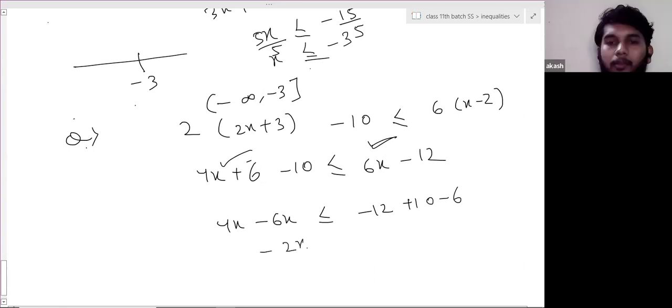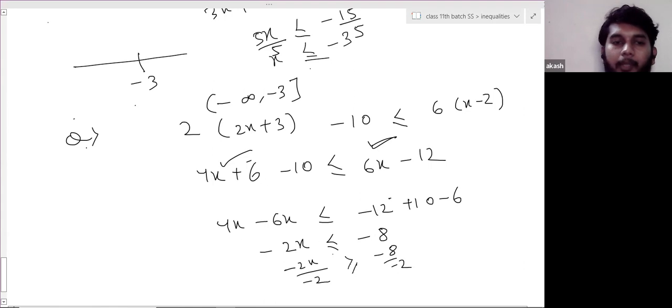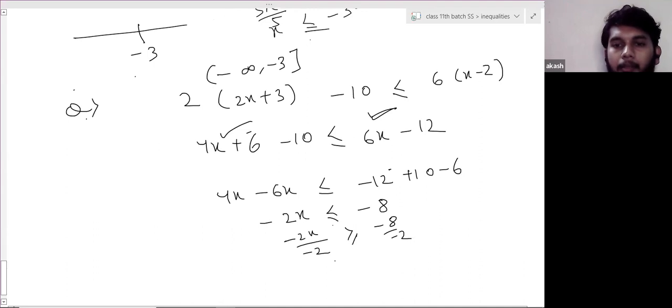So this is minus 2x less than equals to minus 18 plus this is minus 8. All right. So dividing by negative 2, so minus 2x by minus 2, minus 8 by minus 2, the sign will change. This will become greater than equals to. All right. So x is greater than equals to 4. If this is 4, then how to write this in interval?